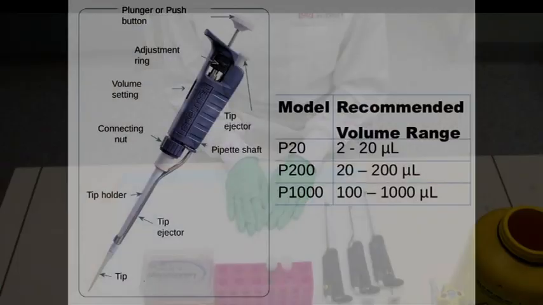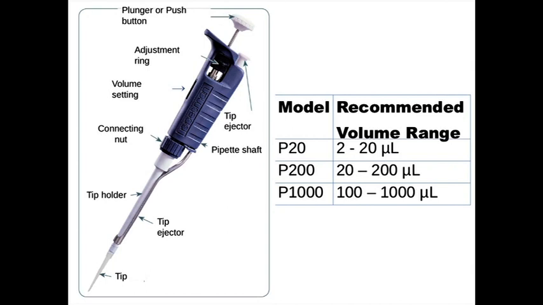This slide shows the volume ranges for each of the pipettes that you may encounter and shows you the components of the pipetter. Here is highlighted the push button or plunger, the volume setting, the adjustment ring for the volume setting, the tip ejector, and the shaft of the pipette.